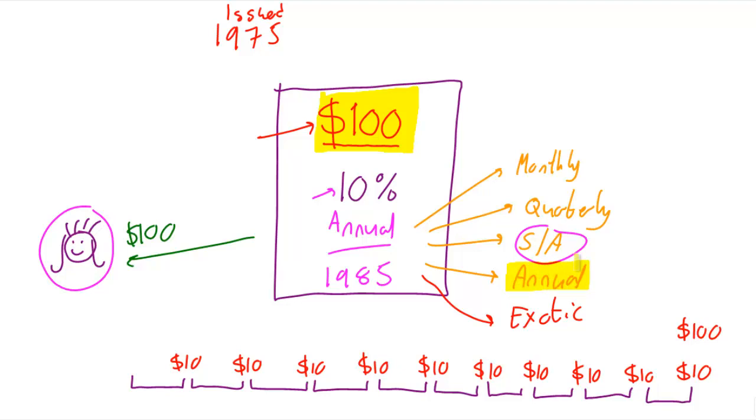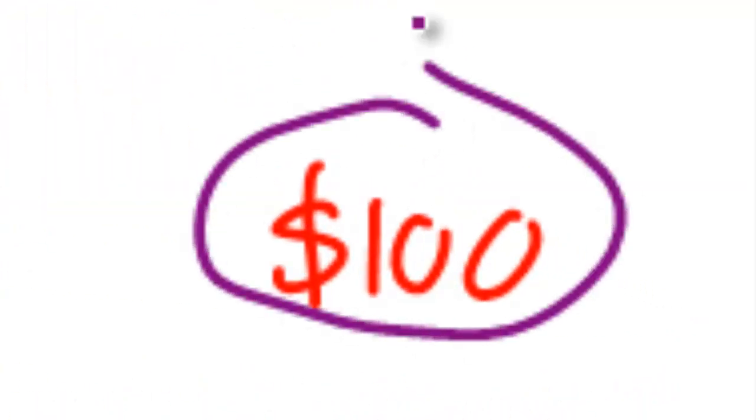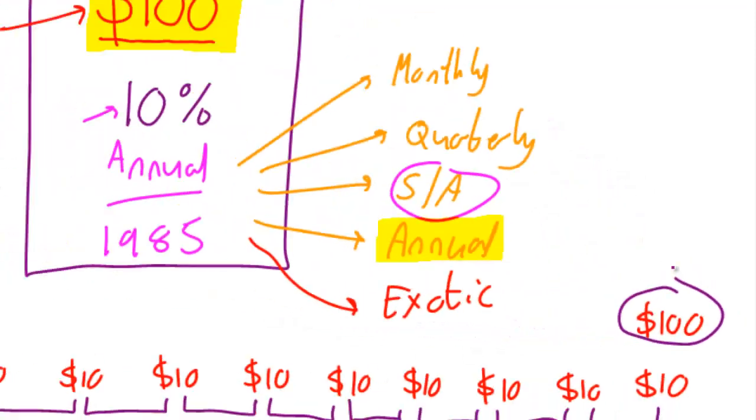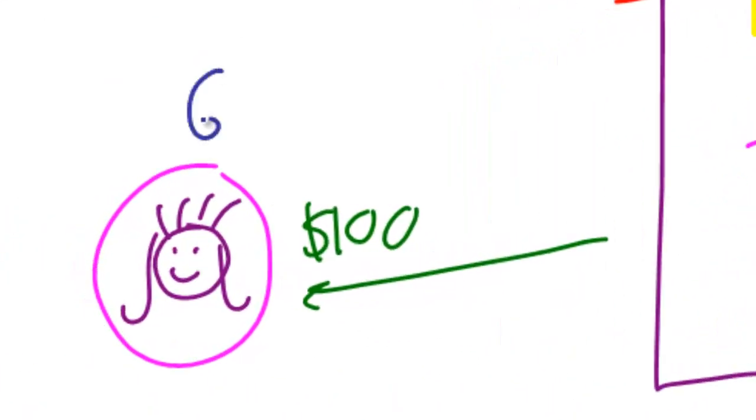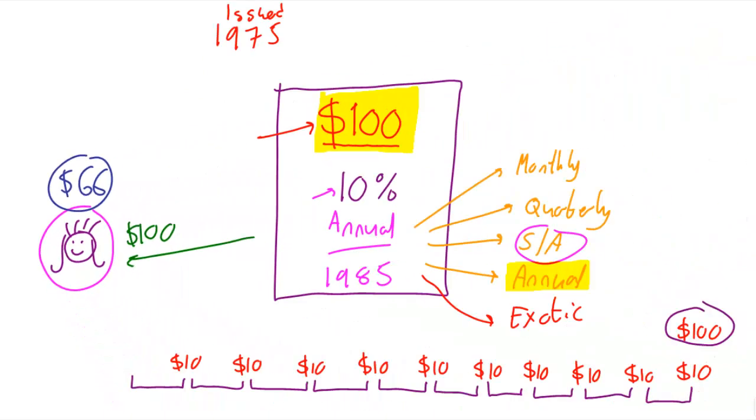So she's going to get $10 a year for 10 years, and at the end of the 10 years, she's also going to get the face value back. Now remember, she never paid that in the first place. She paid $66. But she will get the face value back at the end of the 10 years. So we'll call that T0 or today.